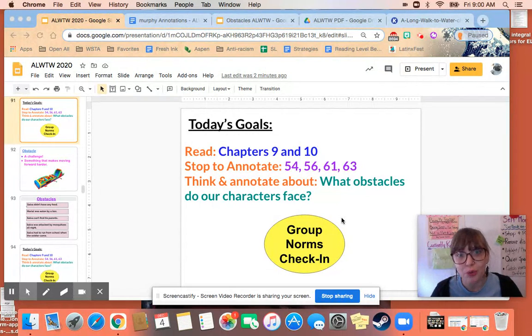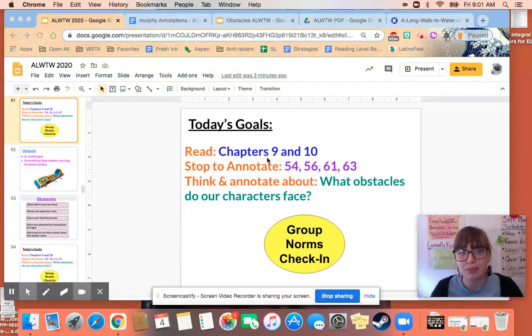Last class we read chapter 7 and you did chapter 8 for homework, where we learned more about Salva's experience on the Nile. So I'm excited to read your annotations about that. Today, we're going to be reading chapters 9 and 10. Those are your pages to stop and annotate at if you would like a suggestion. You may always annotate on your own page if you find something striking.